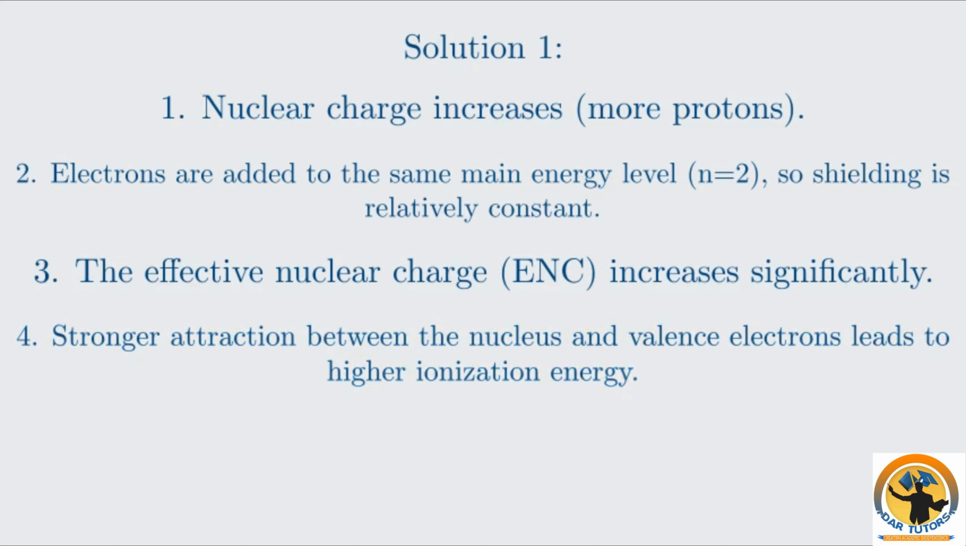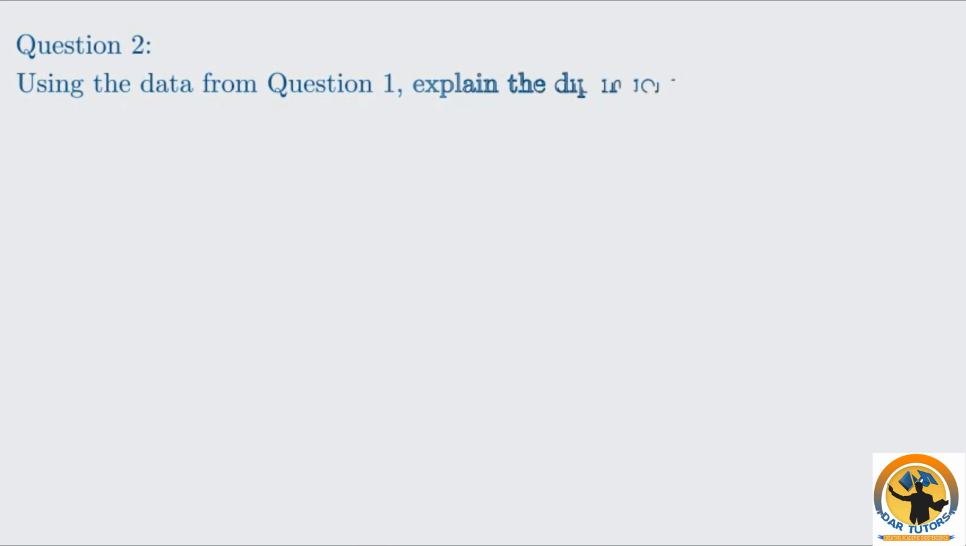Our next question asks us to explain the dips in ionization energy at boron and oxygen. Pause the video and think about the electron configurations of these elements. All right, let's go over the explanation.